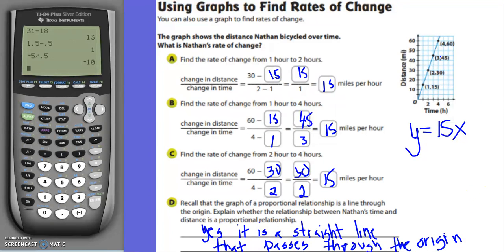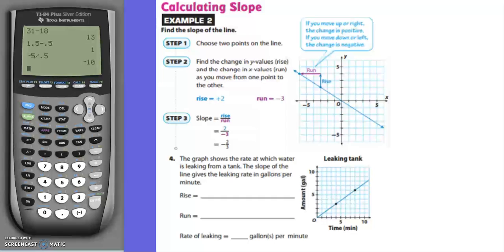Okay, let's take a look at the next one. All right, so calculating the slope. Choose 2 points on the line, find the change in the y values and the change in x values as you move from one point to the other. Okay, so let's say that I choose this point and this point here. This point is 1, 2, 3, so -3, and it is going up 2. And this is the origin, so (0, 0).